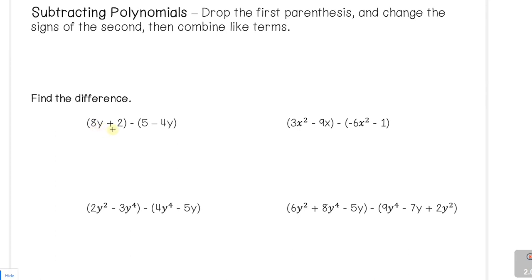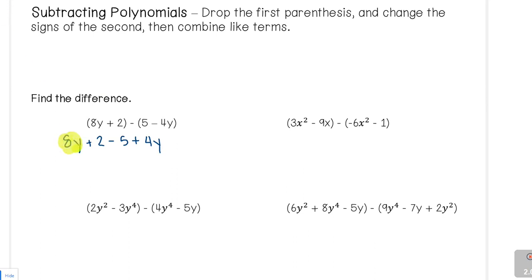We have 8y plus 2 minus 5 minus 4y. Rewrite the first parentheses with no parentheses, so you're dropping it. Now, 5 is positive, so we're going to do minus 5, changing the sign. Then we have a negative 4y. We're going to change it to a positive 4y. And now do it just like you're doing with adding polynomials and combining our like terms.